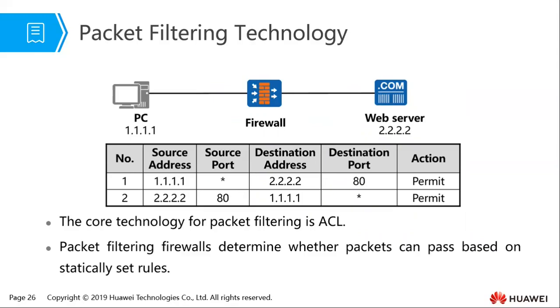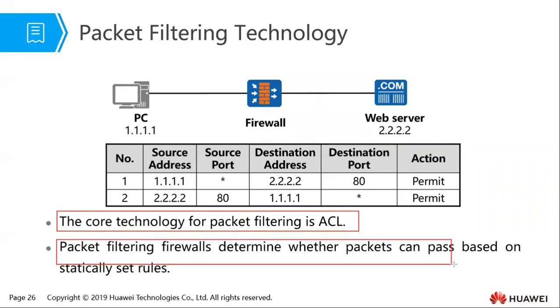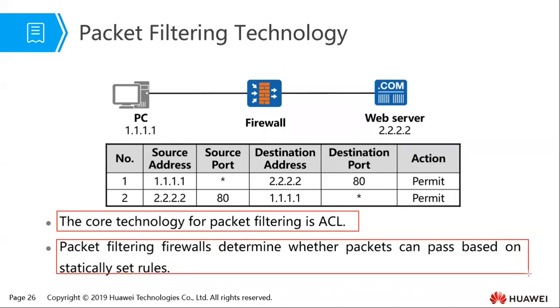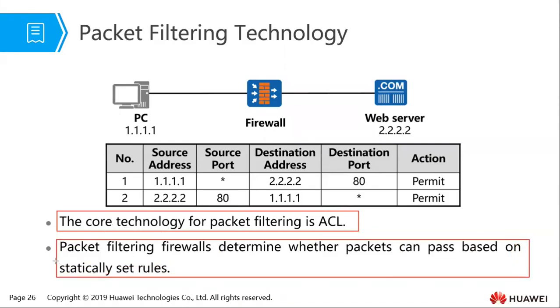So, packet filtering technology. Generally, as we've said, packet filtering firewalls determine whether packets can pass based on statically set rules. Let me explain this. The core technology for packet filtering is access control lists, and packet filtering firewalls determine whether packets can pass based on statically set rules.